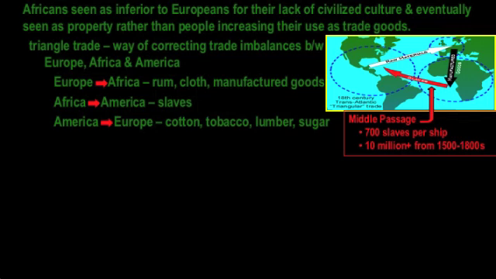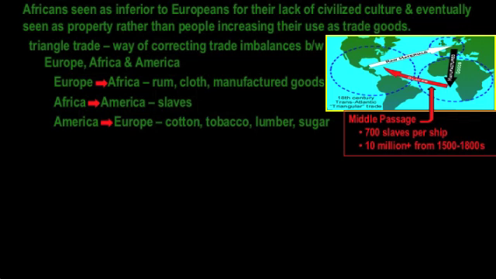So using this system of triangle trade, each was able to fix trade imbalances. Europe had an excess of manufactured goods, but they needed the raw materials. So they got the raw materials from the Americas. The Americas had an abundance of raw materials, but they lacked the labor there to extract those raw materials. So they got the labor from slaves from Africa. Africa, of course, had an abundance of slaves that they could sell to the Europeans, but they lacked manufactured goods. So they got the manufactured goods from Europe. So as you see, all the trade imbalances, what was needed and what was in excess, was exchanged on this triangle. Using this, some European nations became successful, others did not.